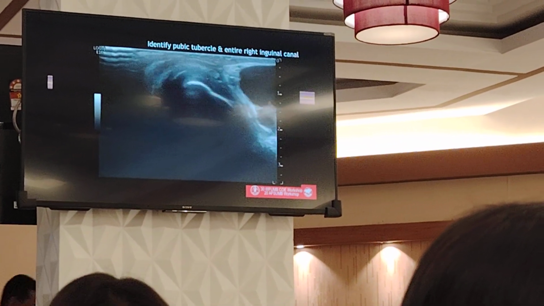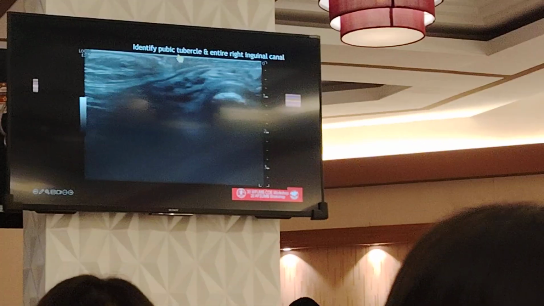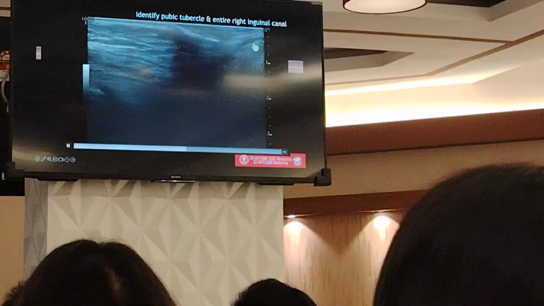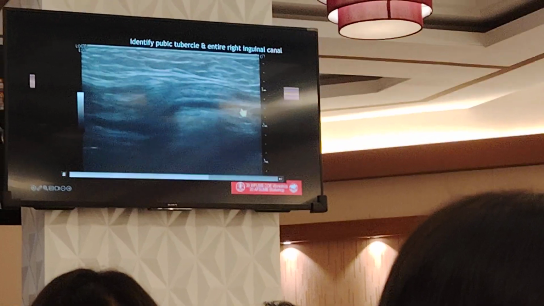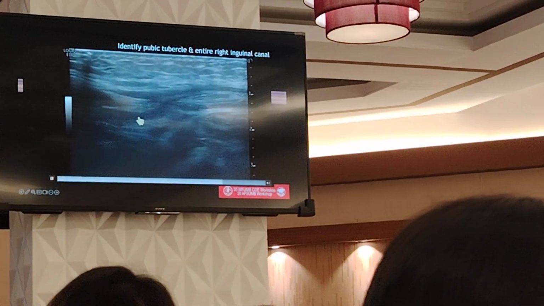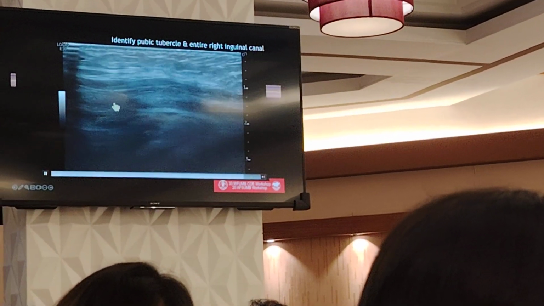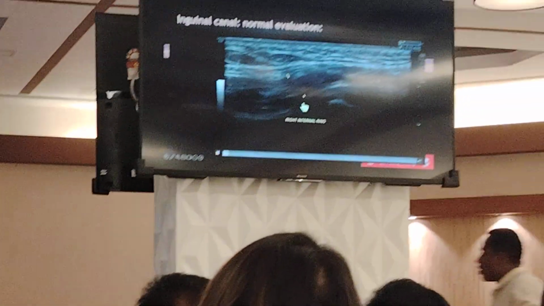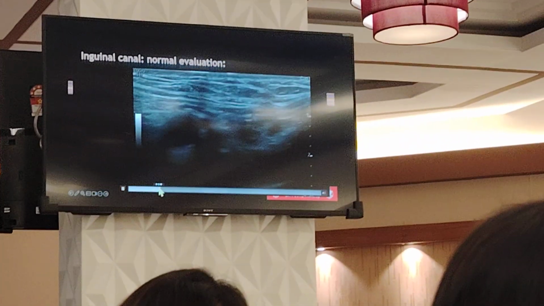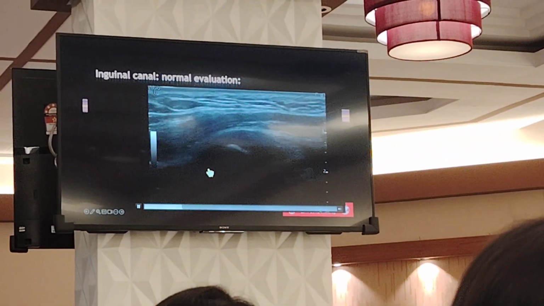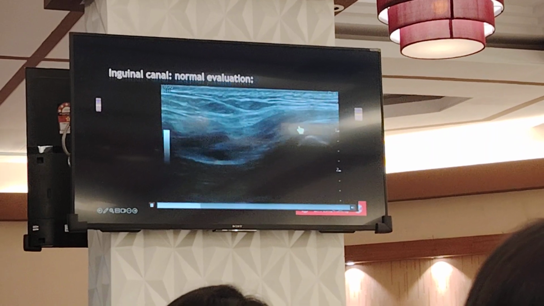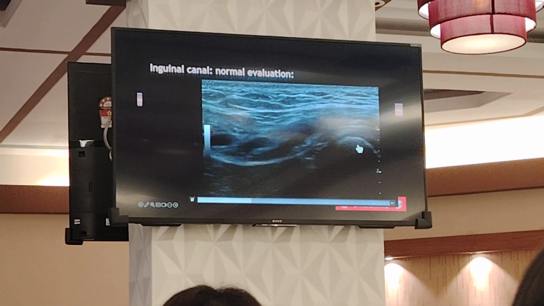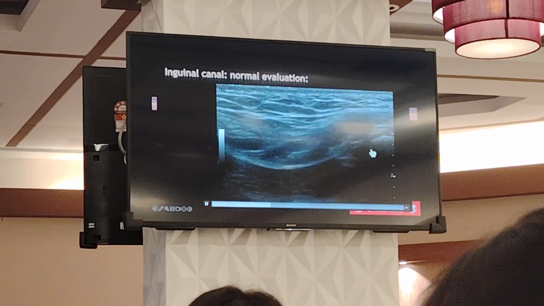So, this is normal anatomy. How to identify the pubic tubercle and the entire right inguinal canal. This is the pubic tubercle, this is the spermatic cord, and we are evaluating the entire inguinal canal. This is the internal ring. Here is the internal ring. Okay, so this is again a normal evaluation. From here to here is along the spermatic cord, and here is the pubic tubercle.